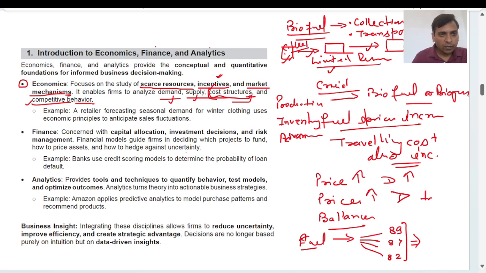Now, for example, a retailer forecasting seasonal demand for winter clothes uses economic principles to anticipate sales fluctuations. In this case it is a matter of sales forecasting, or we can say demand forecasting. In the winter season, the demand for clothes is basically based on the level of winter.